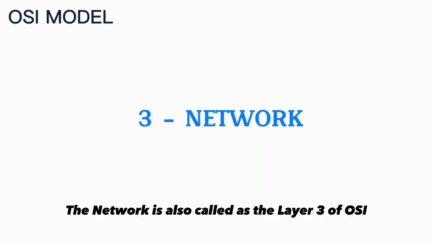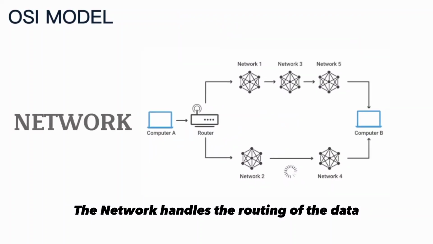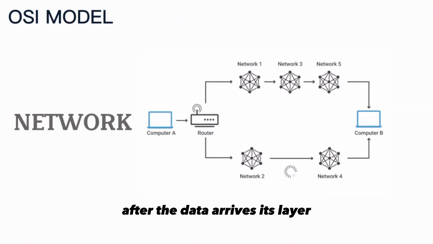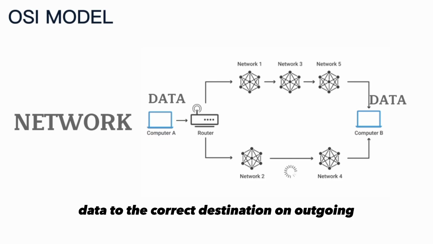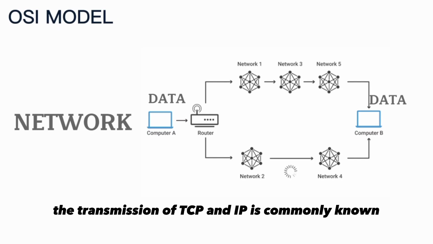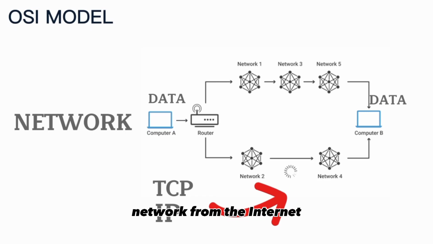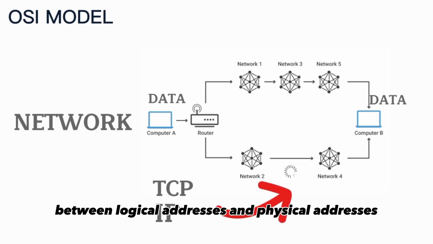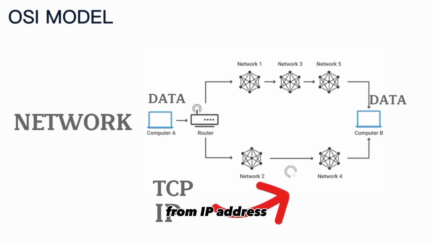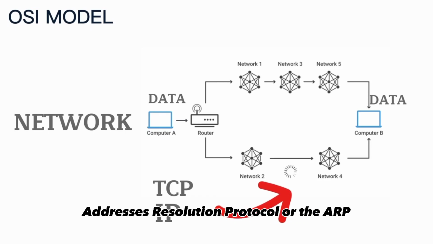The network layer is also called layer 3 of the OSI model. The network layer handles the routing of the data, forwarding each data packet to the correct destination on outgoing. The transmission of TCP and IP is commonly known as the network layer of the internet. This layer also manages the mapping between logical addresses and physical addresses from the IP address. This is accomplished through the Address Resolution Protocol or ARP.